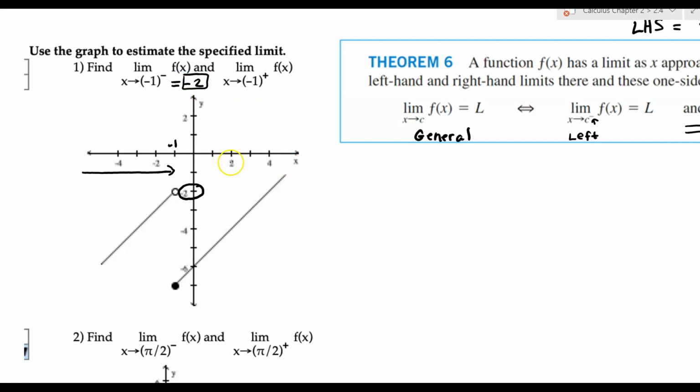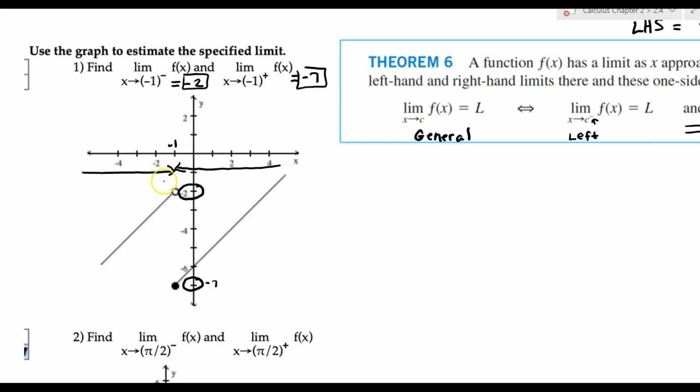Now, as I'm coming towards -1 from the right, I'm approaching this number right here, which is -7. So that's what we're getting close to, -7. That's my answer there. Now, it's not asked about the limit in general, but we can answer that question here. The limit in general does not exist because the left-hand side does not equal the right-hand side.